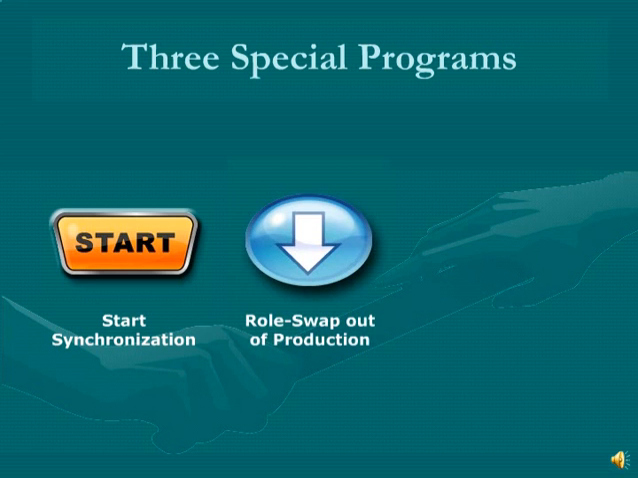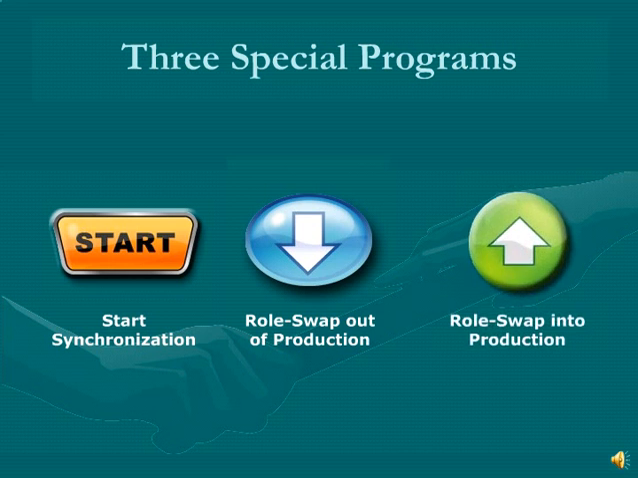The next is the production to backup role swap program. Running this program on the production machine converts it to the backup role. The last is the backup to production role swap program. Running this program on the backup machine converts it to the production role. Let's take a closer look at each of these.